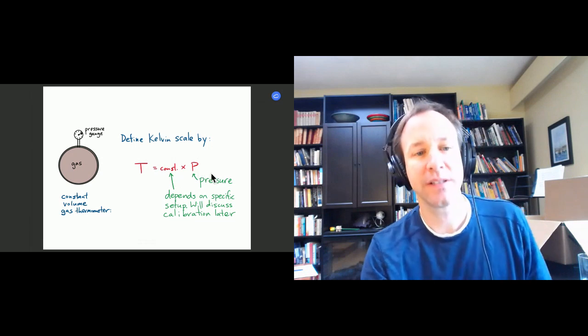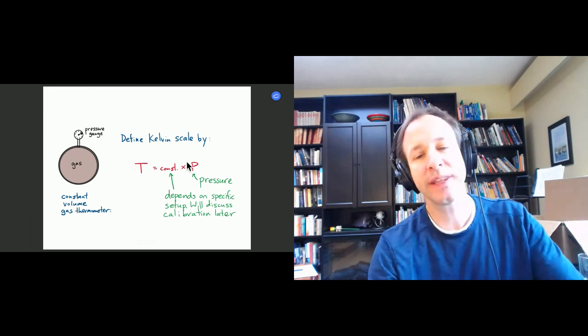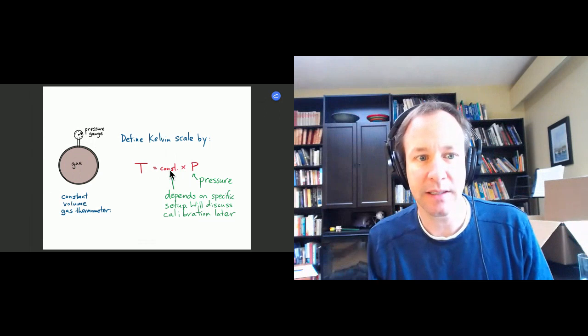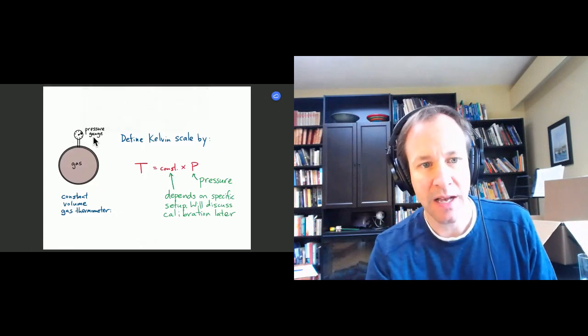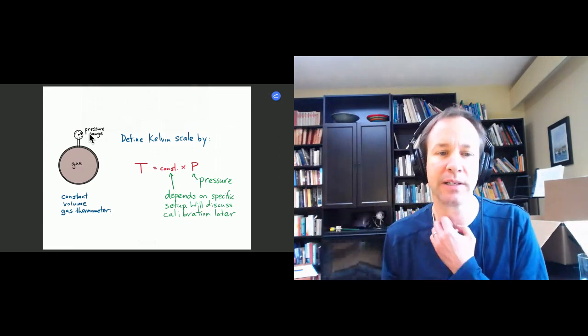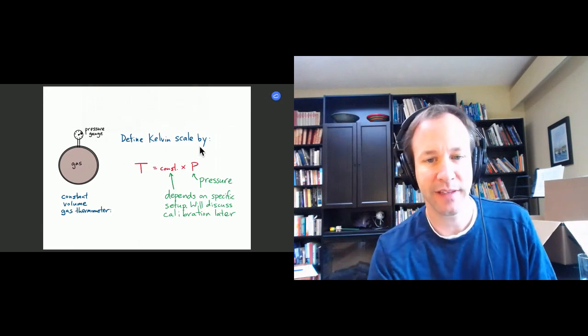So the only thing we have to do, so we set up this thermometer like this, we set up the pressure gauge, and then the only thing we have to do is choose some proportionality constant. In other words, we need to choose where we put the markings on our pressure gauge for various temperatures. And we'll talk about specifically how to do that next time. But this is the definition of the Kelvin scale.